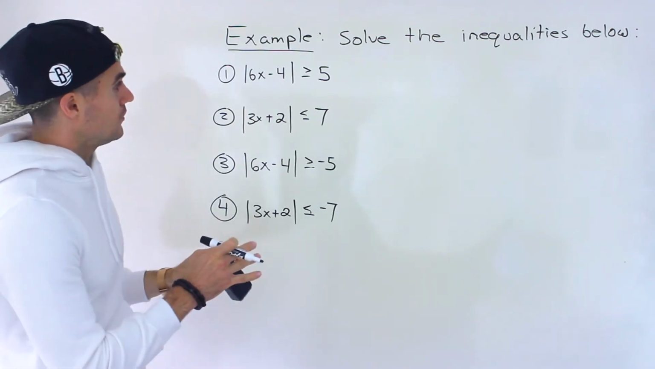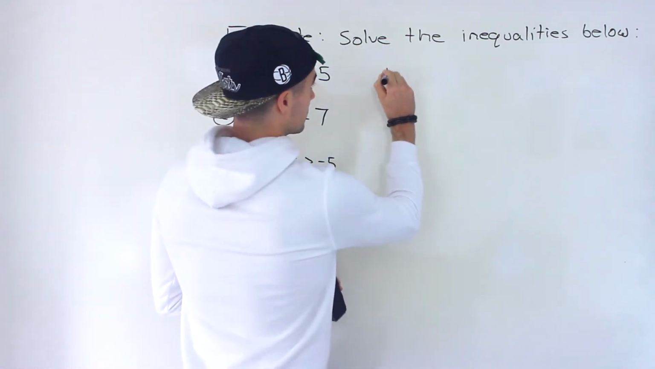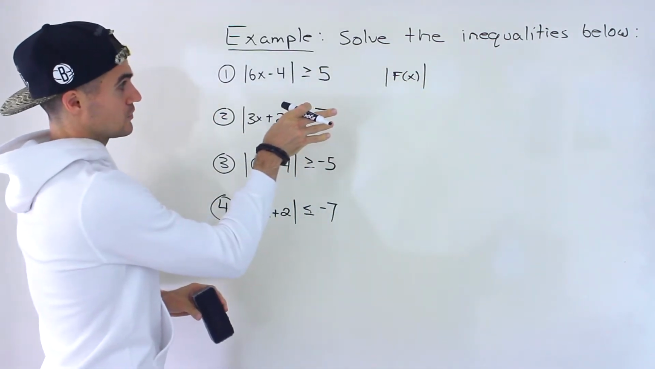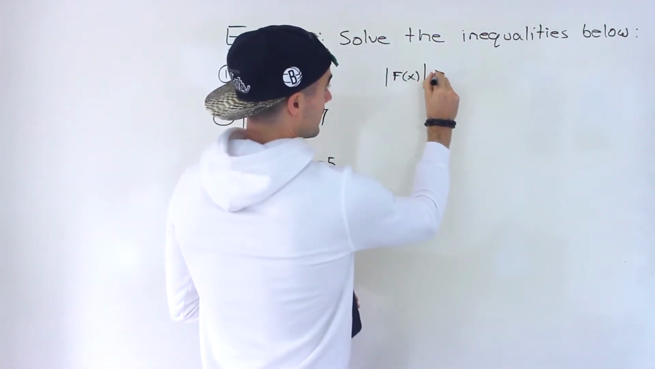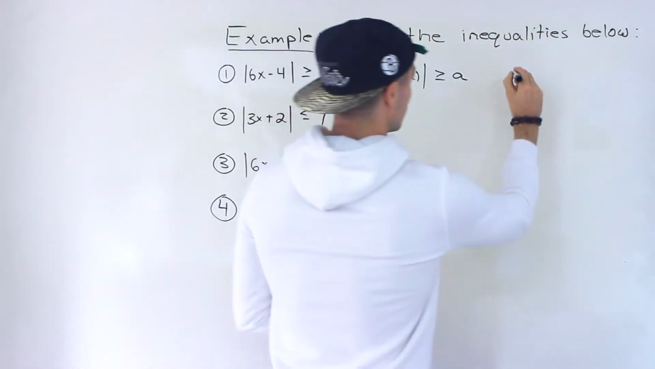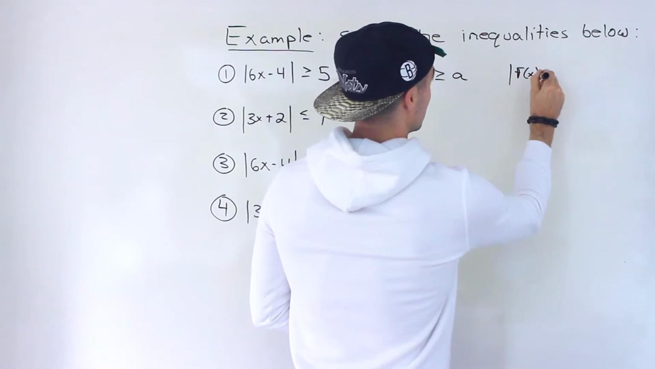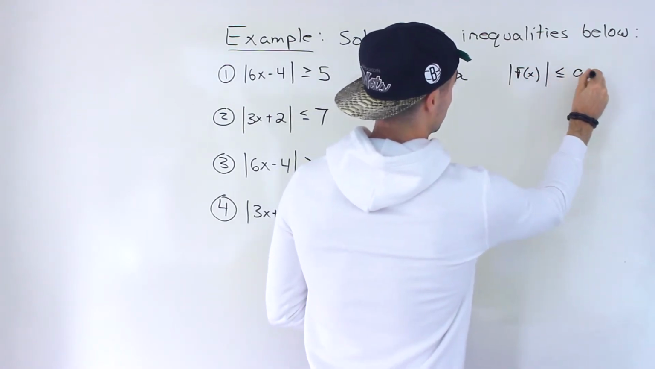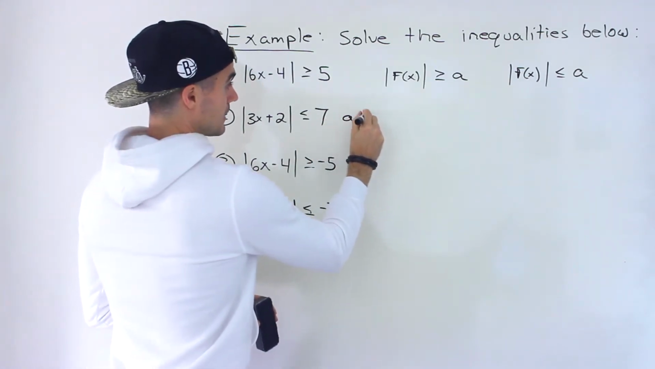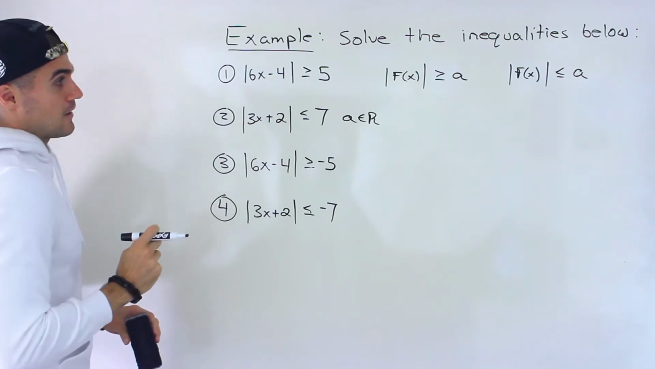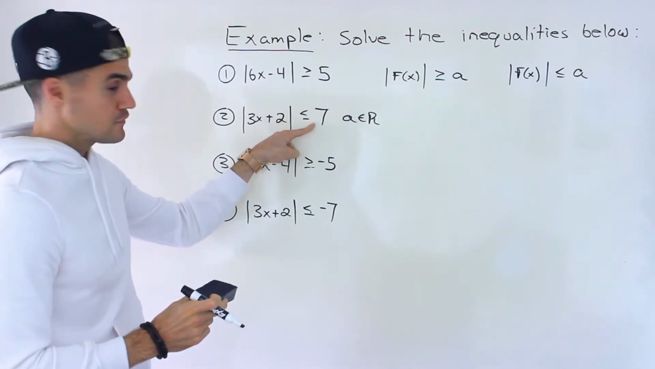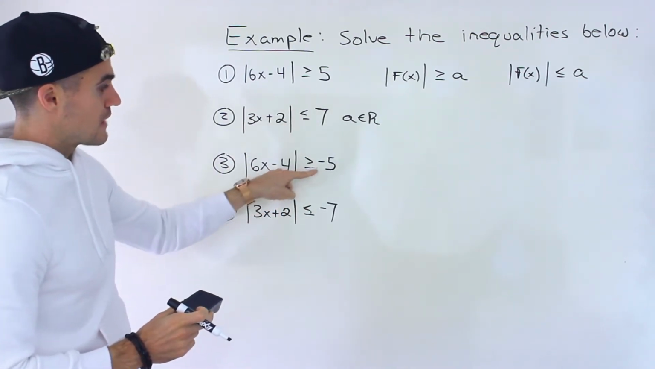Now, just in general, notice that what's happening here is we either have a function within an absolute value that is greater than or equal to a number, or we have a function that is less than or equal to some kind of number, right? And this number, a, is basically any real number. Now, notice that in the first two, that number a is positive. And then notice in the last two that a is negative.